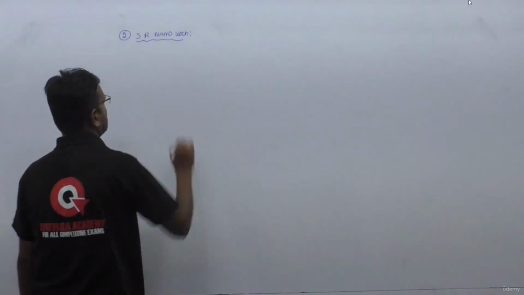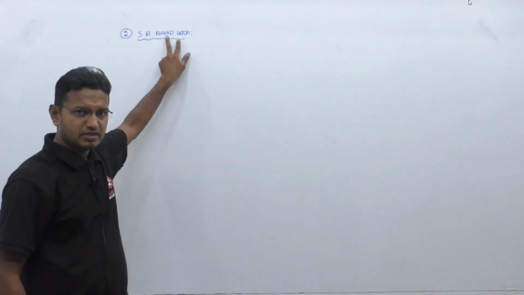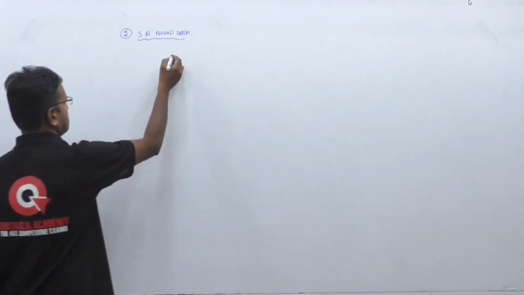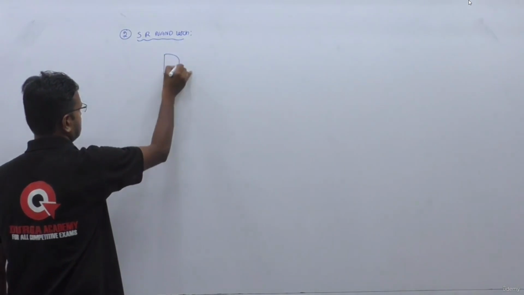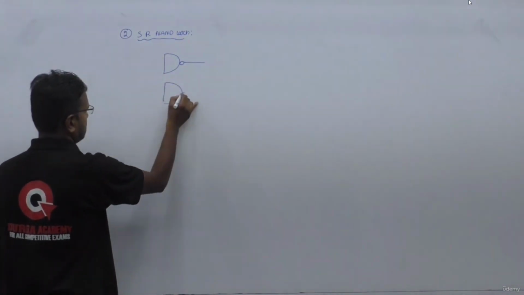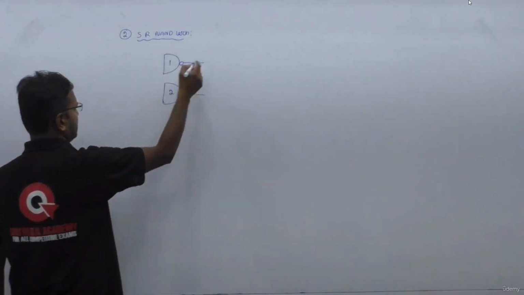So SR NAND latch means two cross coupled NAND gates will form the SR NAND latch. So I am drawing the circuit. You just say this is the first NAND gate, this is one more NAND gate. Okay, this is NAND gate 1. I am just naming the NAND gates, NAND gate 1, NAND gate 2.